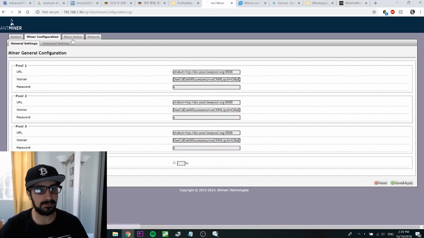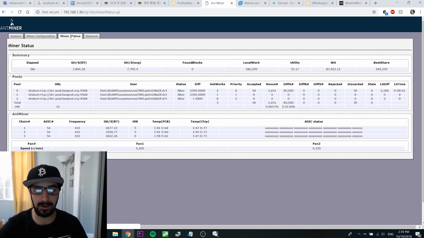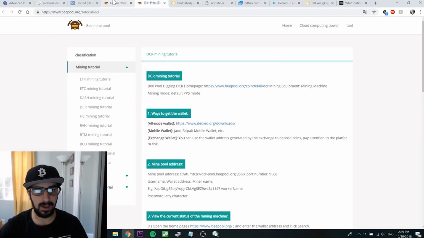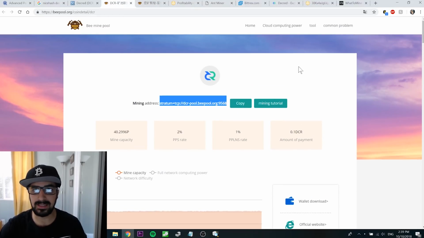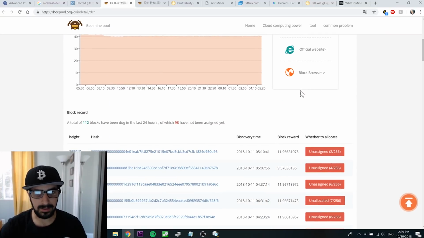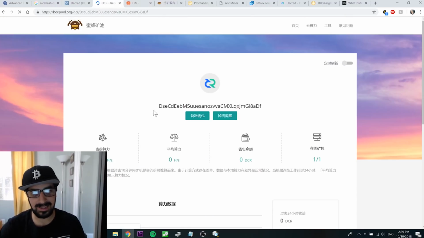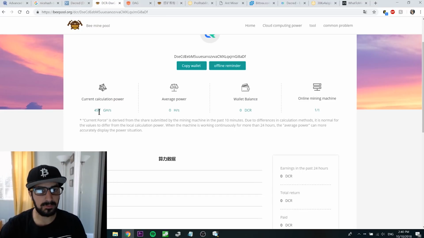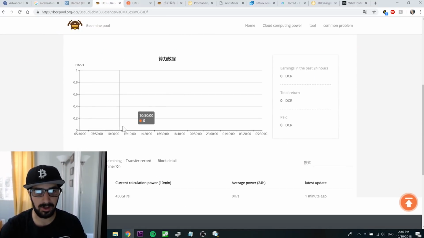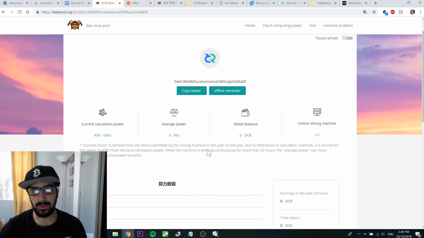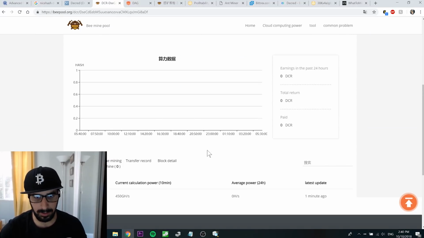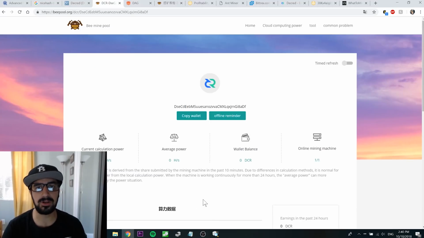Okay, let's see if we can start mining here. Let's see if it's gonna work. Yep, right away it started mining, I can see it. Let's see if we can follow up with our pool and see our mining status. I'm guessing this is where I put my address and view my status. Yep, it's already started to mine. It's showing 450 gigahashes, and obviously it's gonna go up as we wait and get more hashing power. So yep, everything works fine.